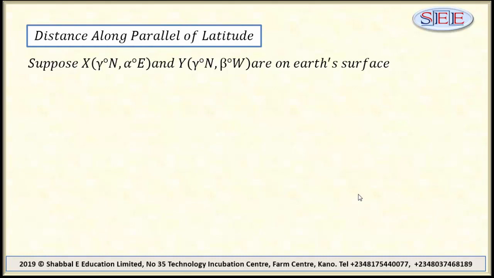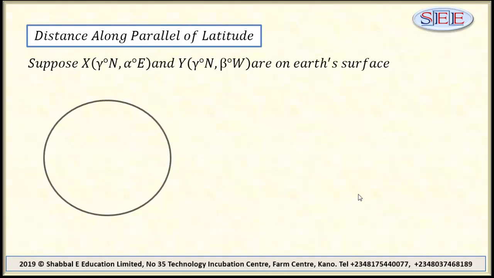So suppose x is a point. The location of x is gamma degrees north latitude and alpha degrees east longitude. And another point y is on latitude gamma degrees north and longitude beta degrees west. So to find the distance between these 2 points, let us see how we can do it.